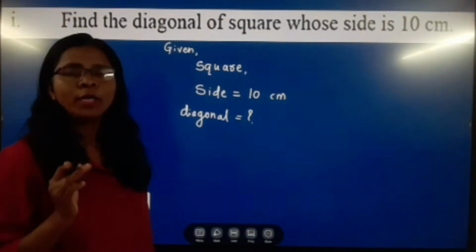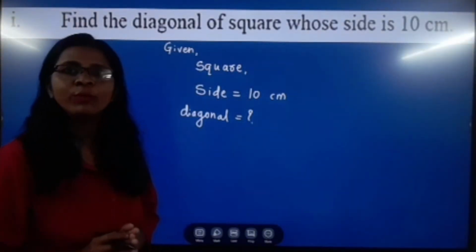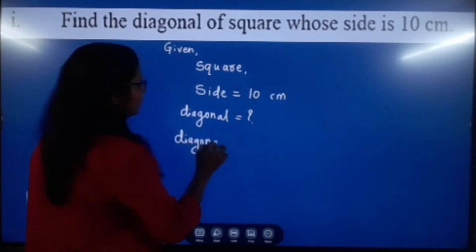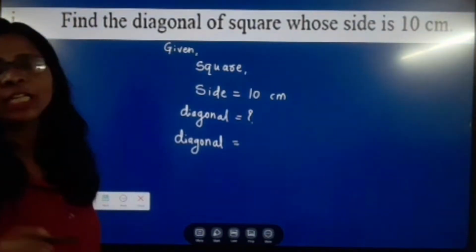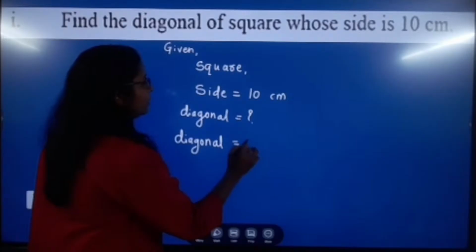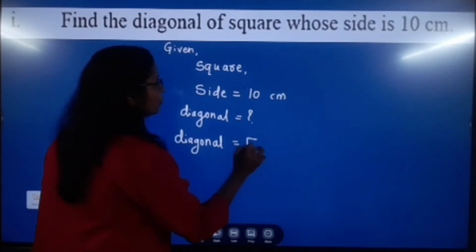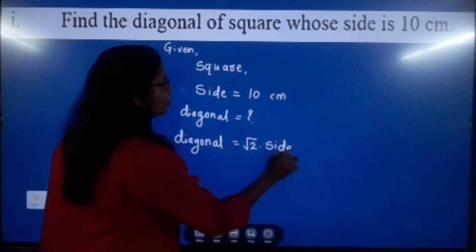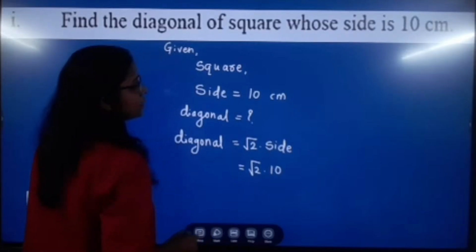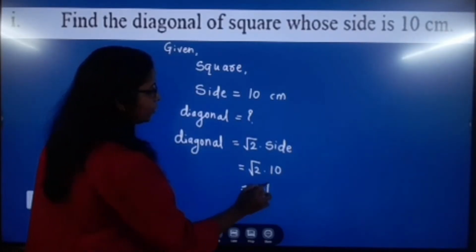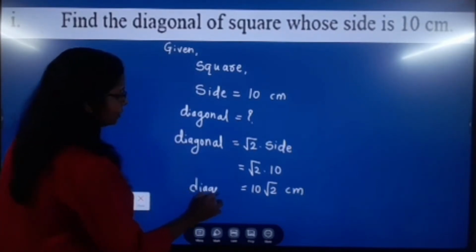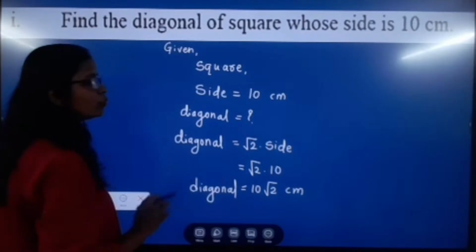So for finding out the diagonal of a square, there is a formula, student. So here I write down the diagonal is equal to root 2 multiply side, root 2 multiply side. Root 2 multiply 10, the side is 10, so here we can write 10 root 2 centimeter, students. So the diagonal is equal to 10 root 2 centimeter.